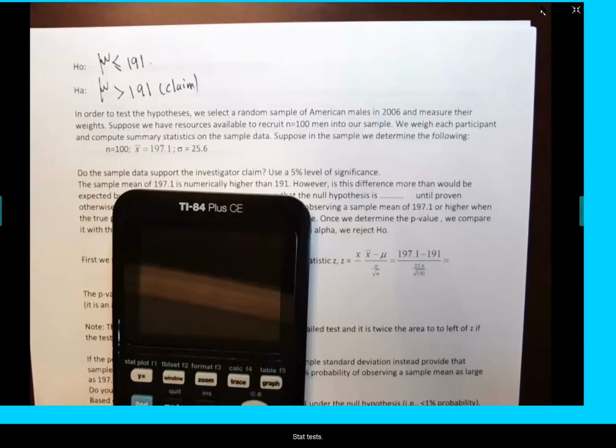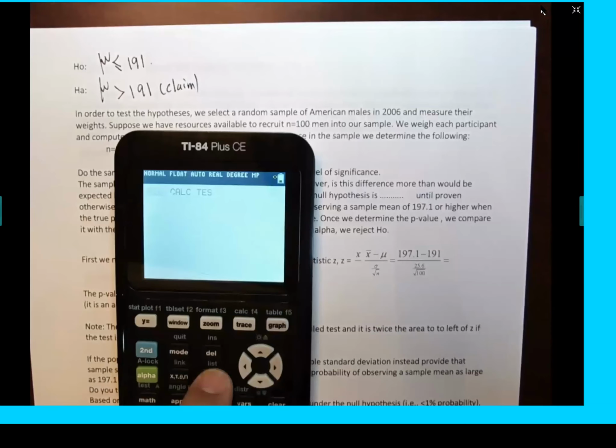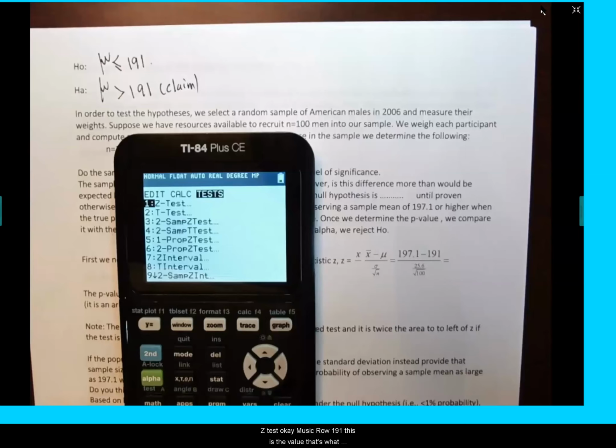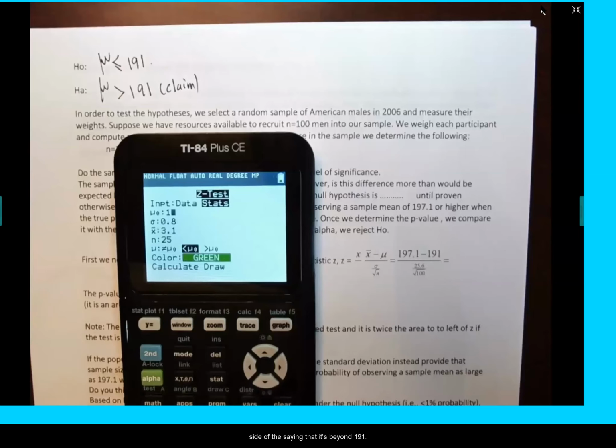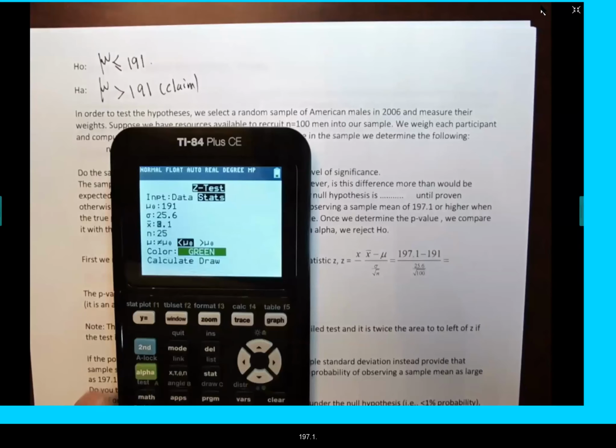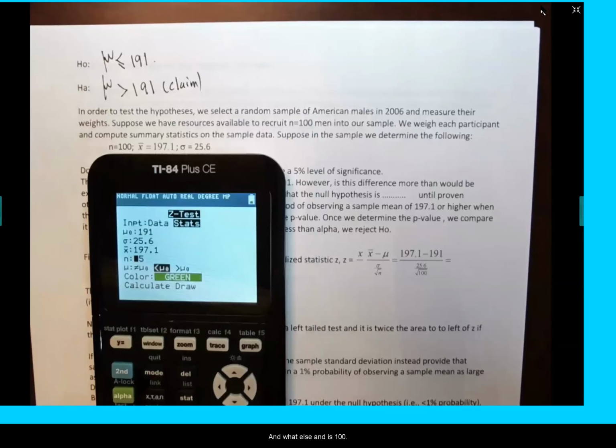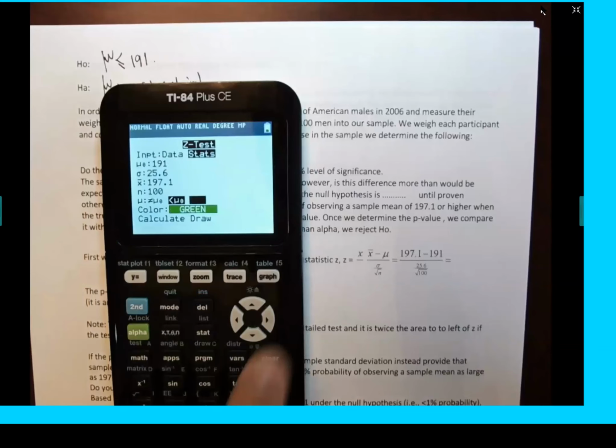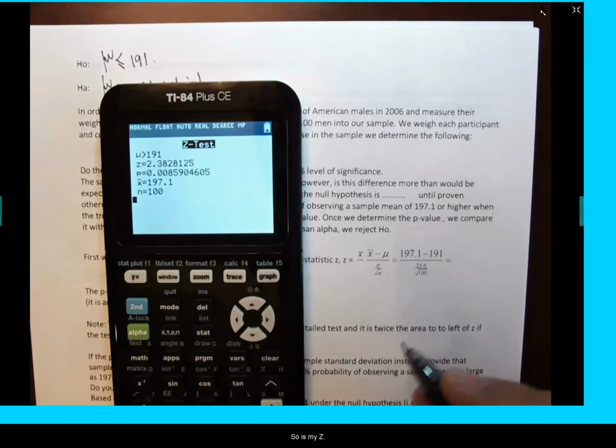Clear. Stat, tests, z-test, okay, mu0, 191. This is the value that we're saying that it's beyond 191. Sigma, 25.6. X bar, 197.1. And what else? n is 100. And then greater than. Here you go. Calculate. Z is 2.38. So here's my Z.